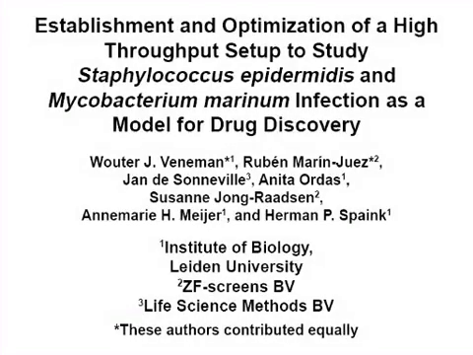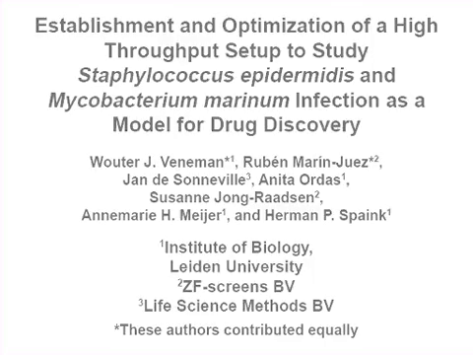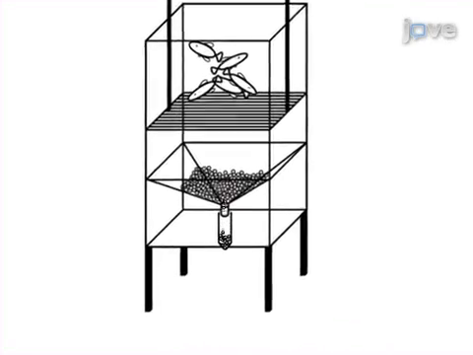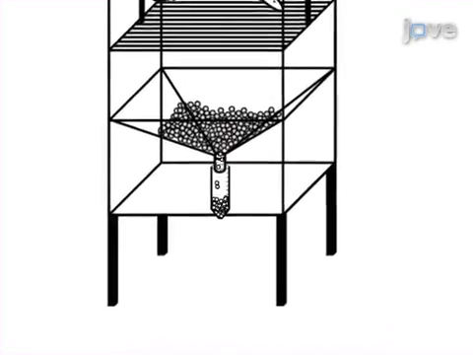The overall goal of this procedure is to generate large numbers of infected zebrafish embryos for high-throughput compound testing to enable drug discovery. This is accomplished by first using a large breeding vessel to obtain large numbers of synchronous zebrafish eggs in a single event.